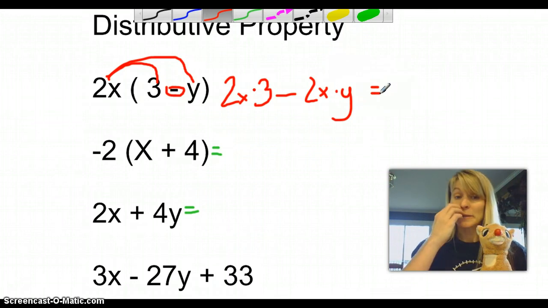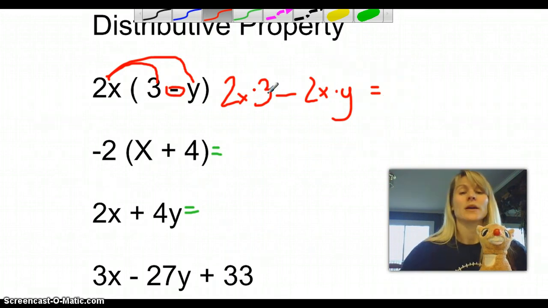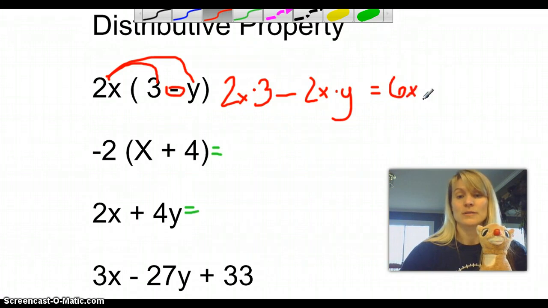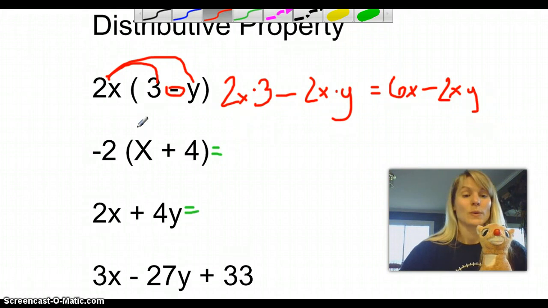And then we just go ahead and multiply that out. So we have 2x times 3, that will give you 6x. And then we bring our minus over, and then we have 2x times y, and that just gives me 2xy. All right, so same thing with this.